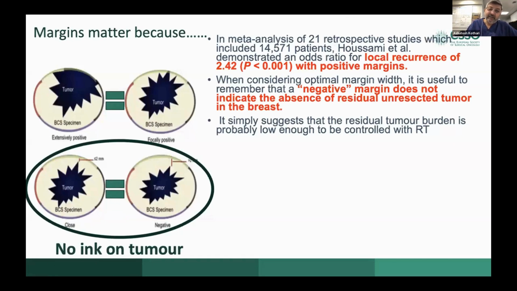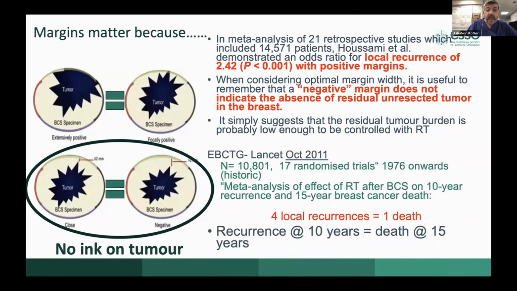But we also know that a negative margin doesn't necessarily mean there's an absence of cancer in the breast. It simply suggests that there may be a small amount of tumor in the breast, which radiation therapy will be able to deal with. Now, the EBCTCG publication in 2011 showed a very startling fact. This is why we have to look at recurrences: for every 4 recurrences we prevent at 10 years, we prevent 1 death at 15 years. And this was not a small number. It was over 10,000 patients that they looked at. This might have changed slightly, but I think we still need to pay heed to this kind of data.